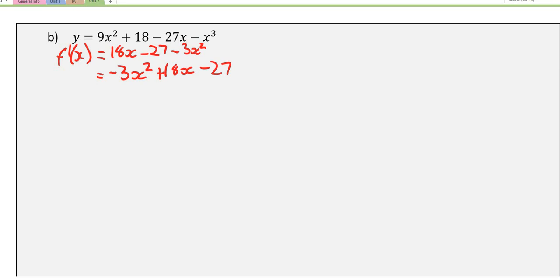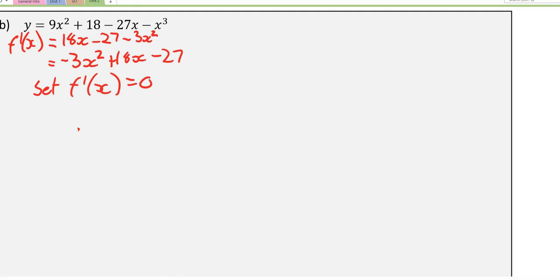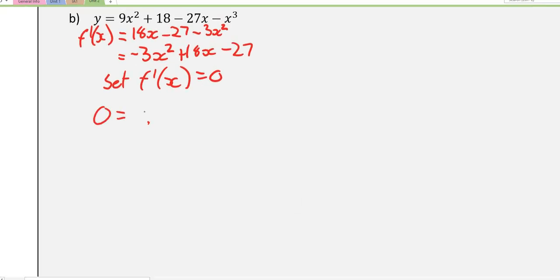So next step, set f dash of x to 0. Question, Izzy? Equals 0. So 0 equals minus 3x squared plus 18x minus 27. Okay, guys, first question. Can we simplify this? Yes. How could we simplify that? Common factor of 3.